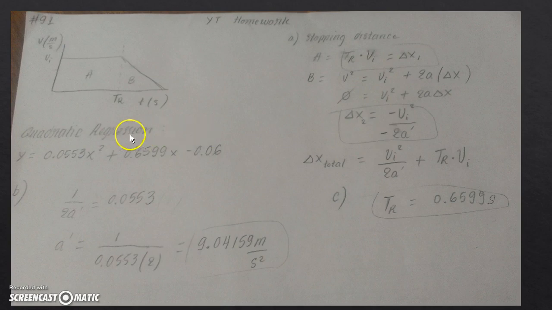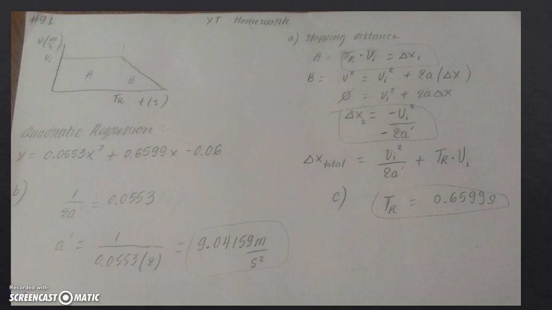Therefore, I plugged the data table into my calculator and clicked on quadratic regression, and I got this equation: y equals 0.0553 x squared plus 0.6599 x minus 0.06, which makes sense because you can already see that this is going to be a quadratic formula.